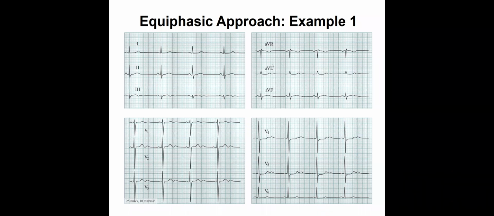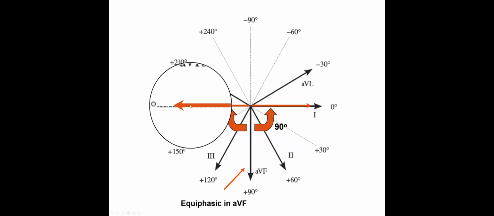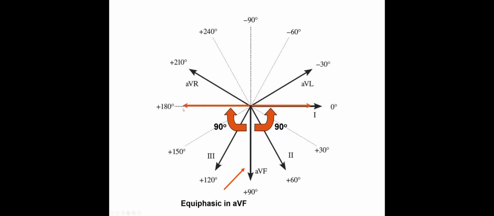So we are going for AVF, that's an equiphasic one. What does it mean? AVF is located at 90 degrees, so we have to be perpendicular to AVF. There are two ways: if you subtract 90 degrees or you add 90 degrees, the axis can be located at 0 or 180. So how can we see whether this is on lead number 1 or exactly the opposite? The potential difference is the biggest when we are parallel with the axis. So we have the highest positivity if we are parallel with lead number 1. If it's opposite, the biggest negativity.